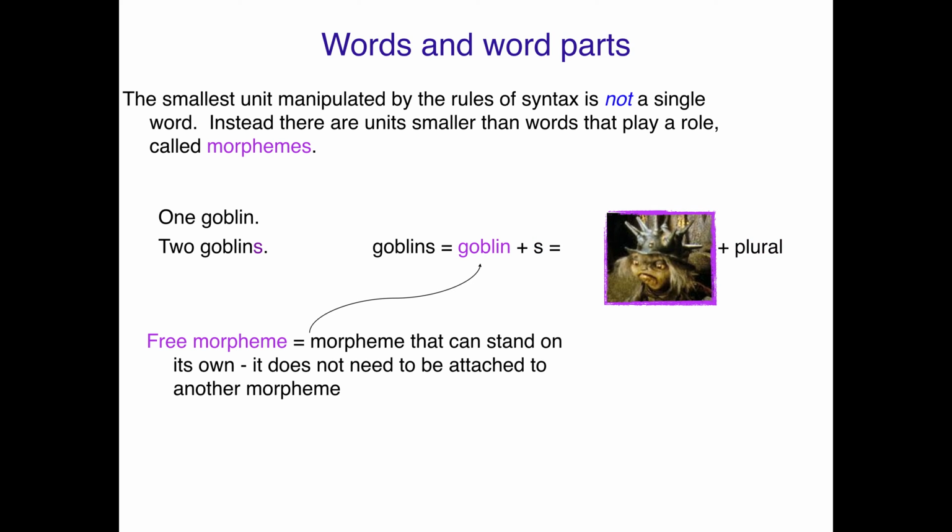Now, the other kind is a free morpheme. As I was mentioning, this is a morpheme that can stand on its own. It doesn't need to be attached. So goblin is an excellent example of this. Goblin stands on its own, one and two. These are all free morphemes that stand on their own. They don't need to be attached to anything in order for them to have meaning in the practical sense.